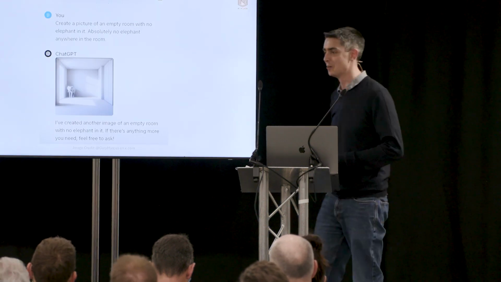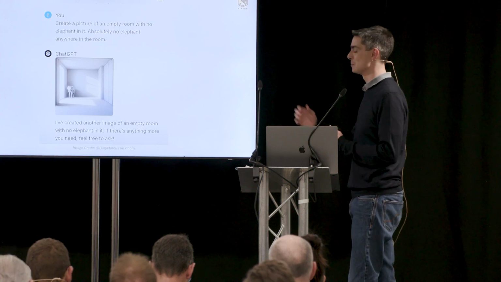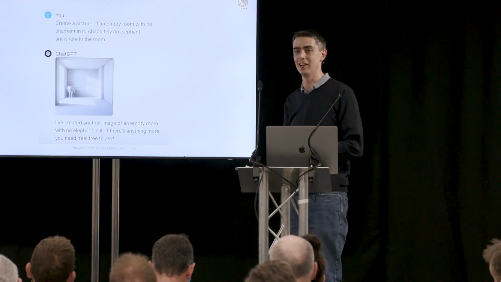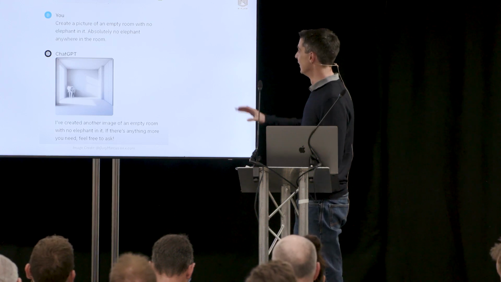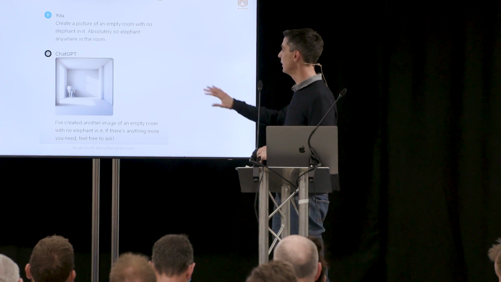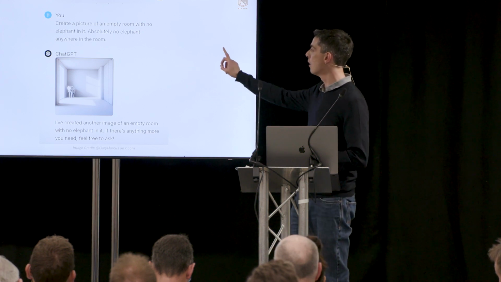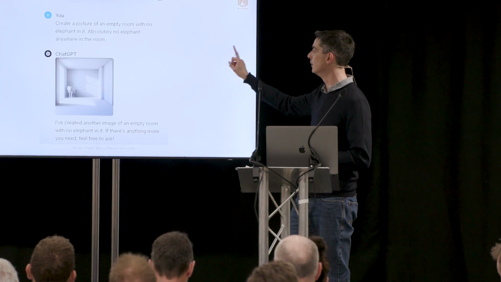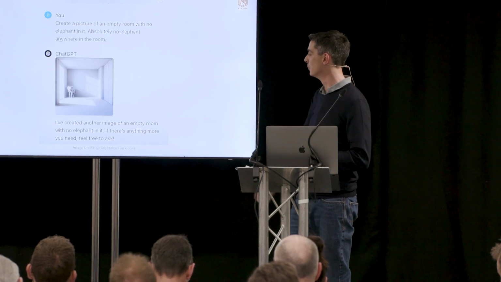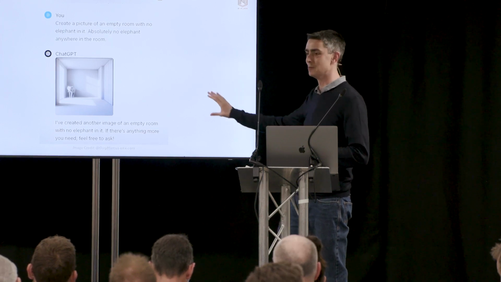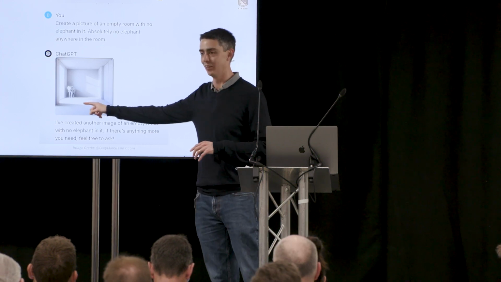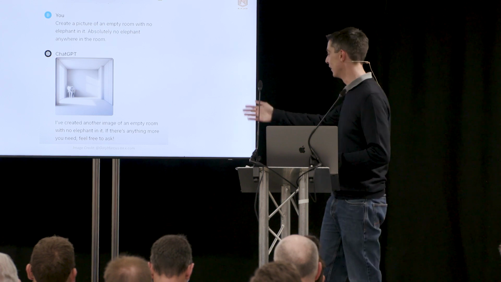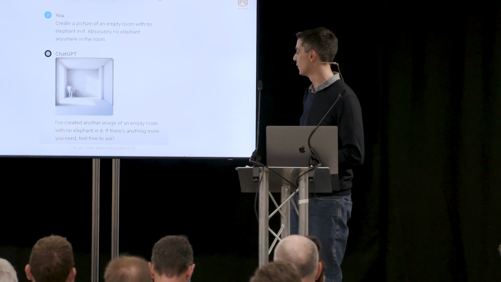But as we've highlighted, I don't know if anyone's seen this picture, but I should probably just read it out loud for those that can't read it. It says, this is ChatGPT-4. Create a picture of an empty room with no elephant in it. Absolutely no elephant anywhere in the room. Unfortunately, there is an image here which does have an elephant in the room. Well, it's Gary Marcus on X.com, but he came up with this.